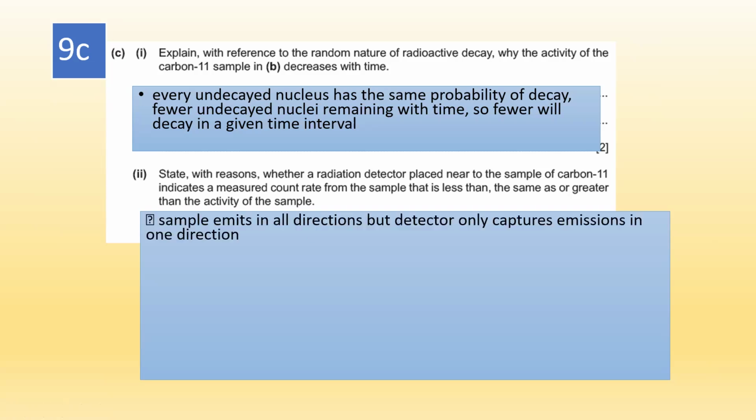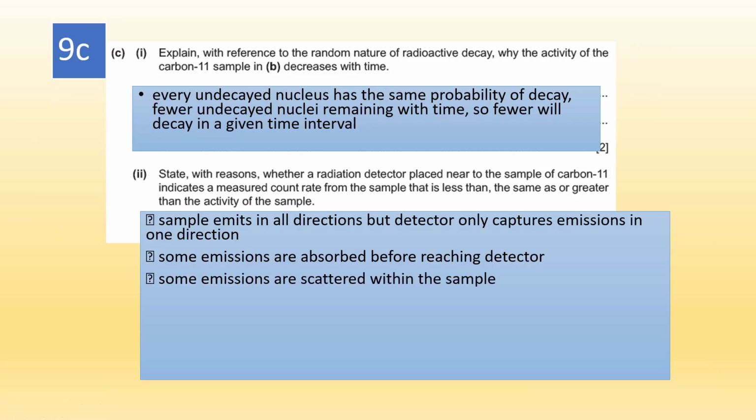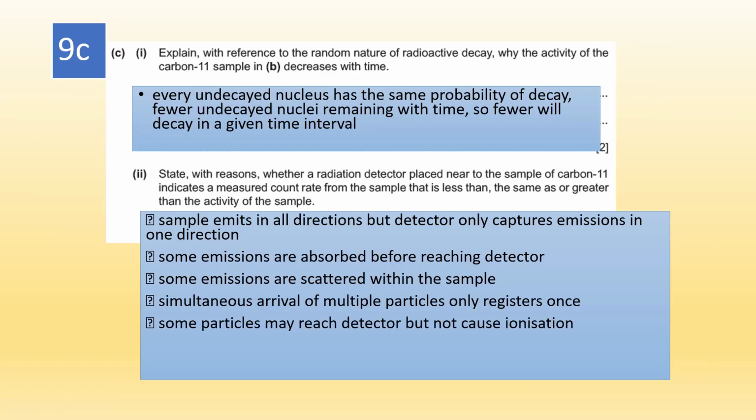The sample emits in all directions, but the detector only captures emission in one direction. Some emissions are absorbed before reaching your detector. Yep, fair enough, you got it, 1 point. Some emissions are scattered within the sample. Simultaneous arrival of multiple particles only registers once. Some particles may reach the detector but not cause ionization. Okay, so for any of these, we get 1 point.